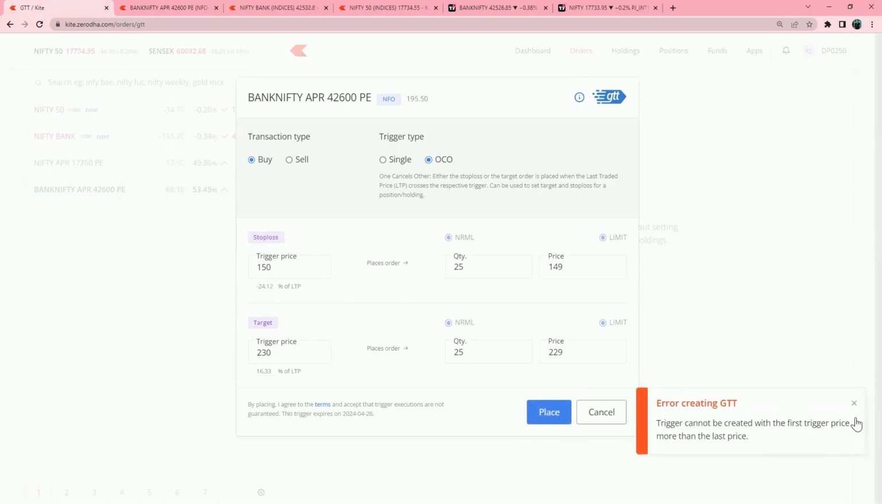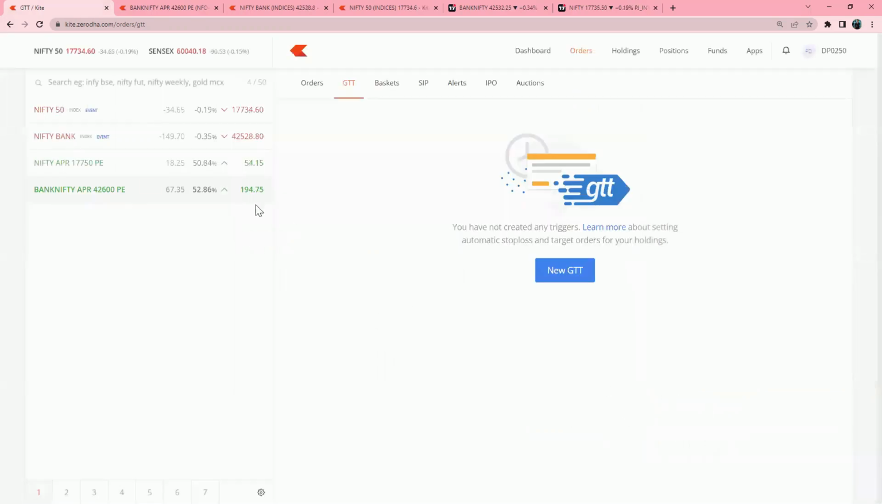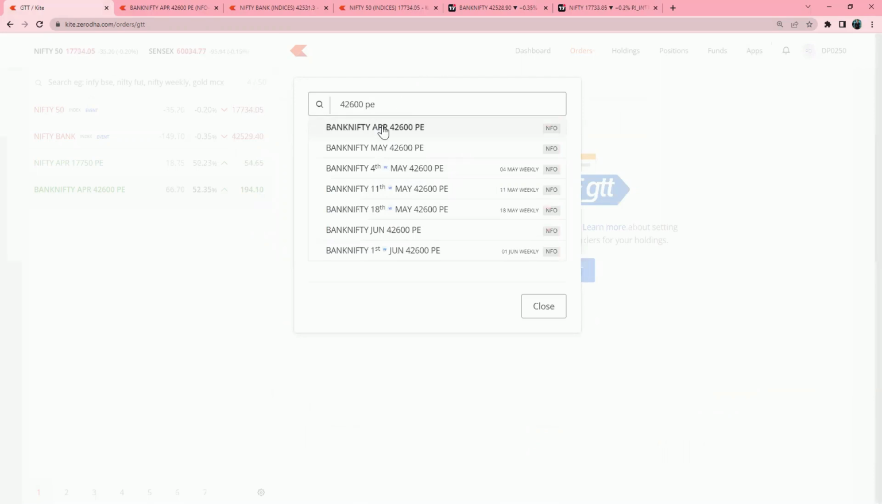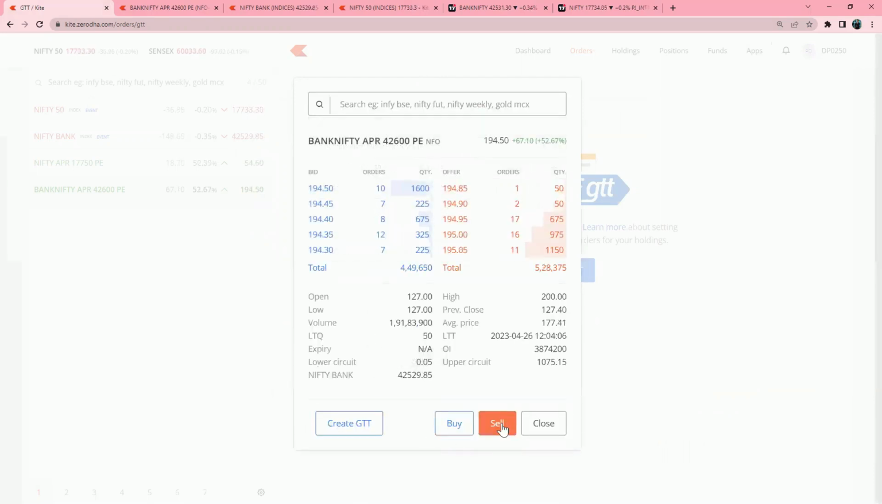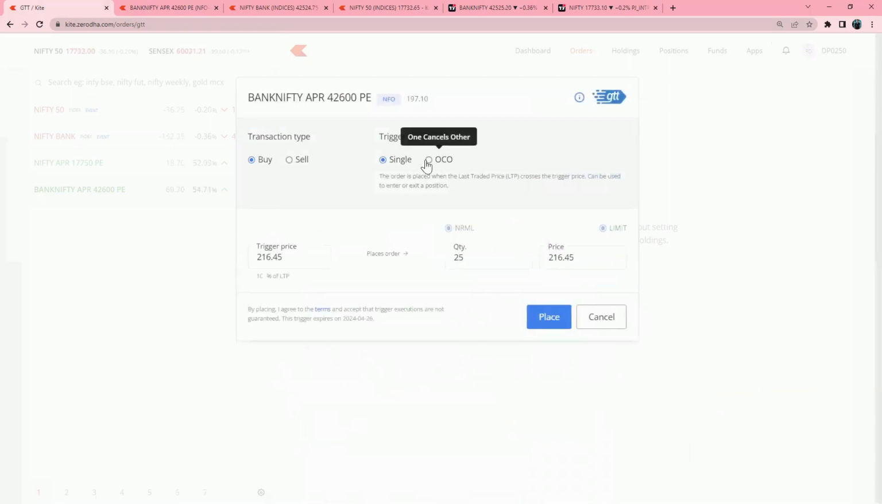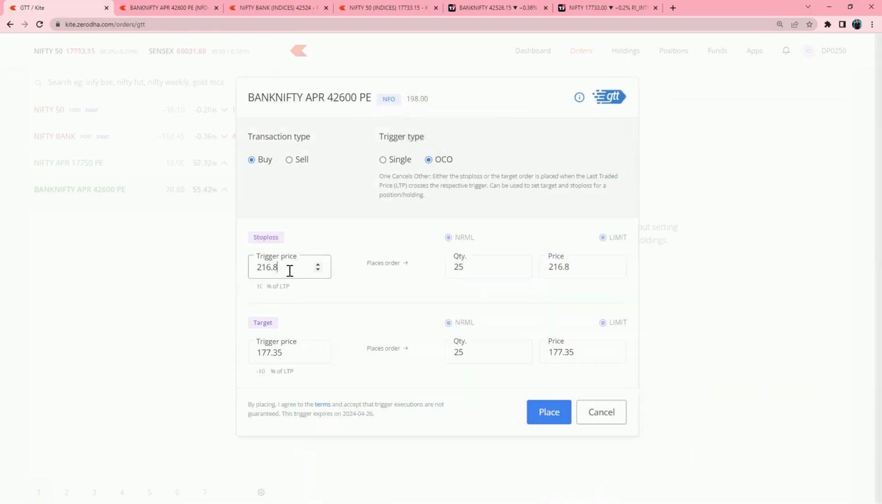Cannot be created with the first trigger price more than the last price. Okay, what is the last price? 194. Okay, let's see, create new GTT. So 42,600 PE. Okay, then I am creating a sell order here. I'm creating a GTT order here. One cancels another here. Stop loss I am keeping at 149 to 150. And target I am keeping at 229 to 230. Okay, I place the order.